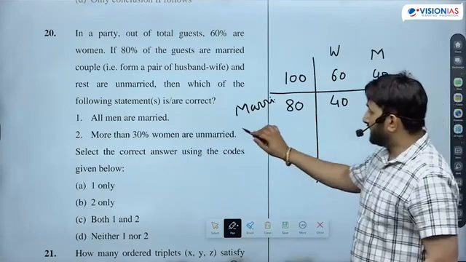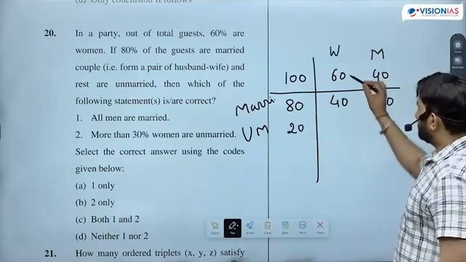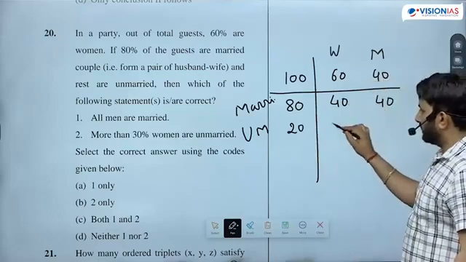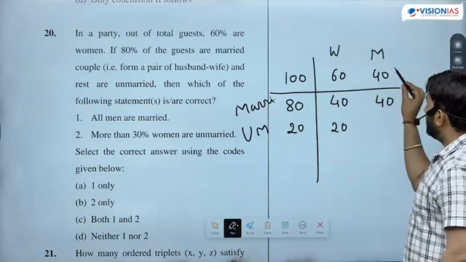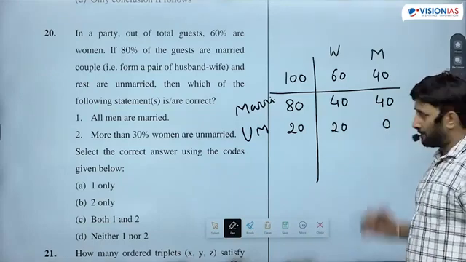Now we will talk about the unmarried. So there will be 20 unmarried. Out of 60 women, 40 are married, 20 are unmarried. Out of 40 men, all are married. So no unmarried male is there.